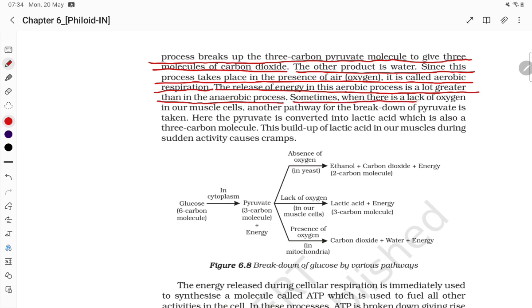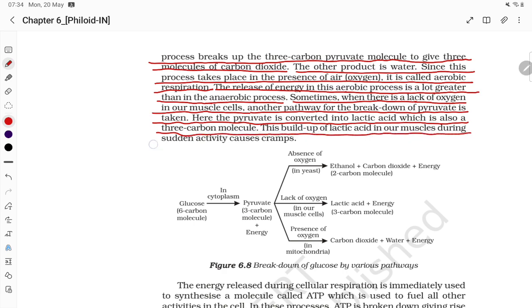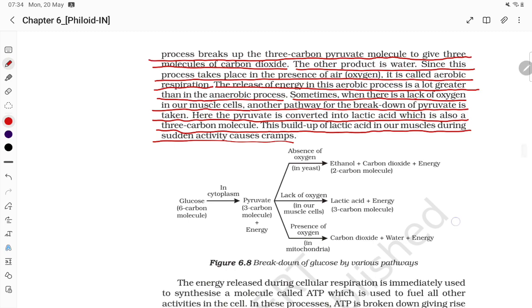Sometimes, when there is a lack of oxygen in our muscle cells, another pathway for breakdown of pyruvate is taken. Here, the pyruvate is converted into lactic acid, which is also a 3 carbon molecule. The buildup of lactic acid in our muscles during sudden activity causes cramps.